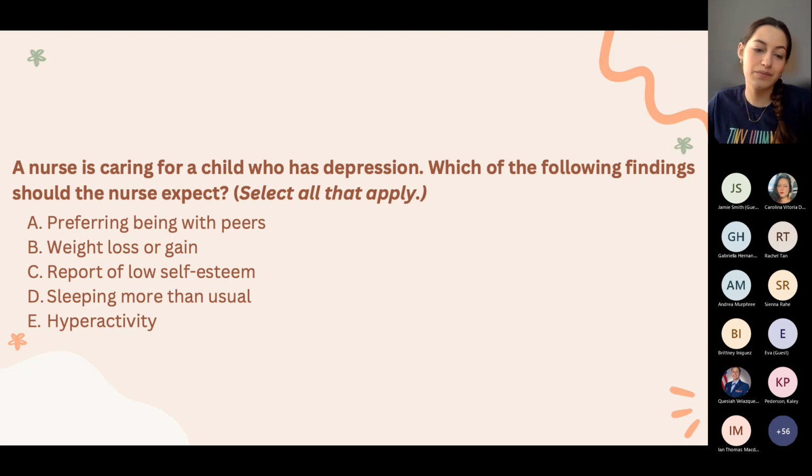Awesome job with this one as well. So the correct answer is B, C, and D. They would be isolating themselves with depression. That would be a finding that we would expect. So not preferring to be with others. And then they would have a lot of fatigue, might be sleeping all the time instead of being hyperactive. So good job.